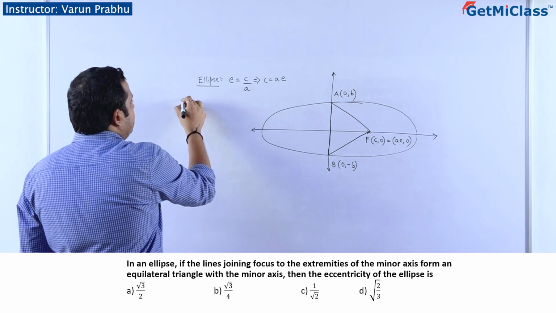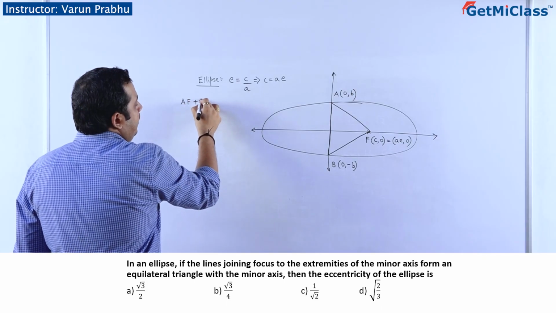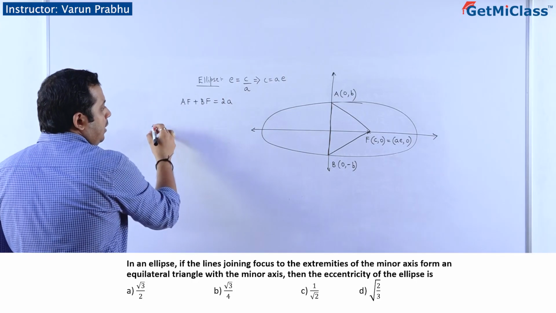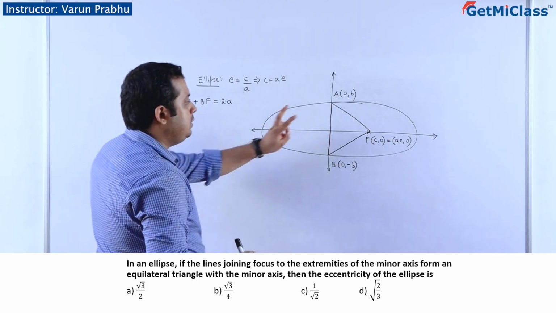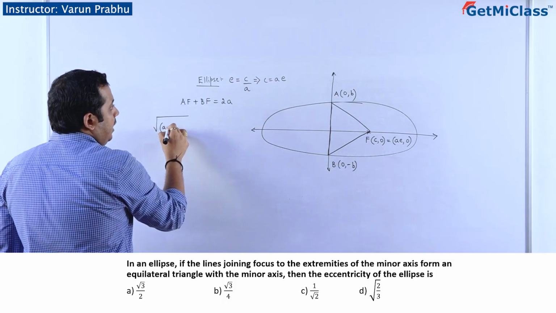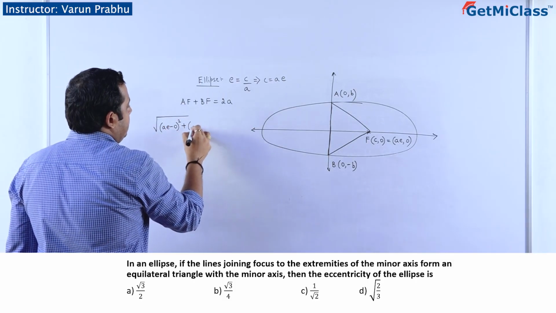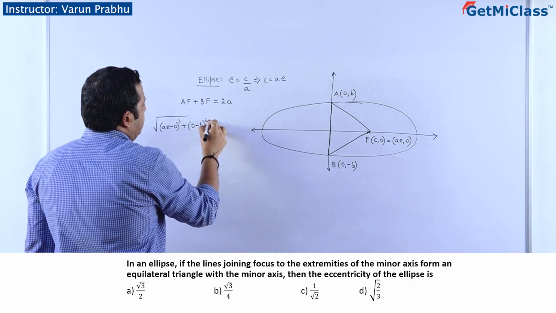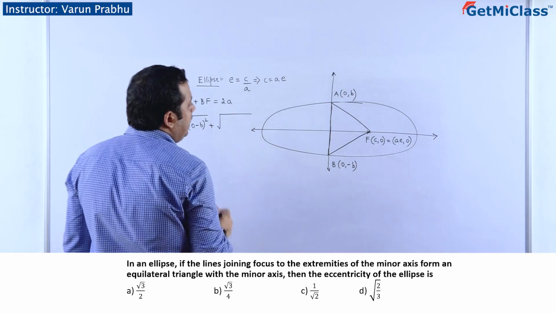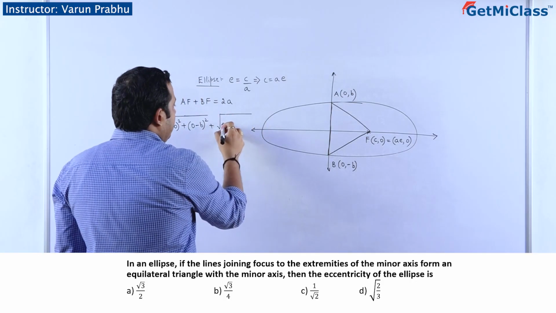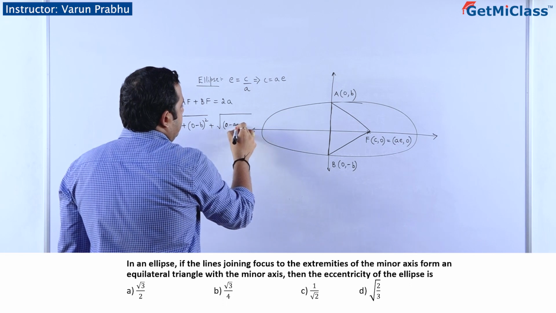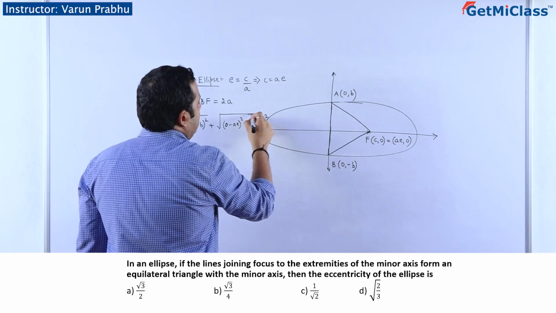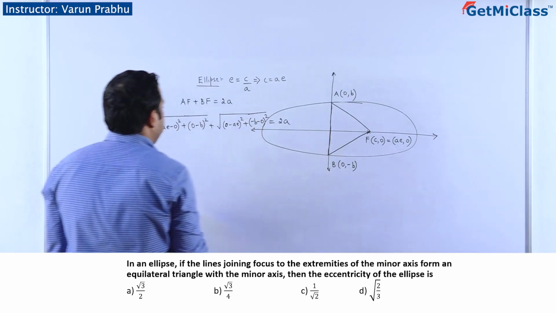So I can say AF plus BF, by the definition of ellipse, that constant should be equal to 2A. So what is this AF? AF is nothing but the square root of AE minus 0 the whole square plus 0 minus B the whole square, plus the square root of BF. BF is nothing but 0 minus AE the whole square plus minus B minus 0 the whole square. That is equal to 2A, correct?